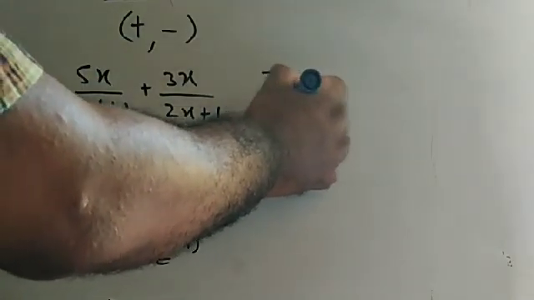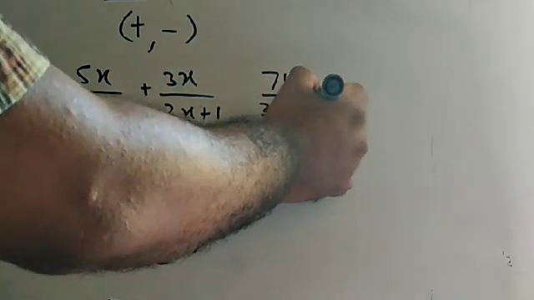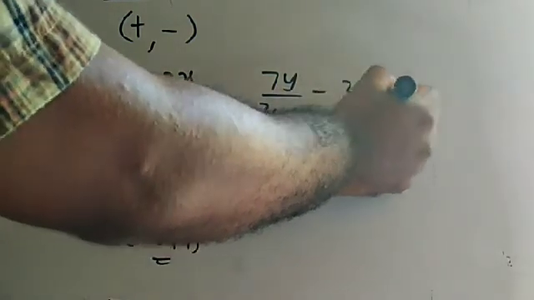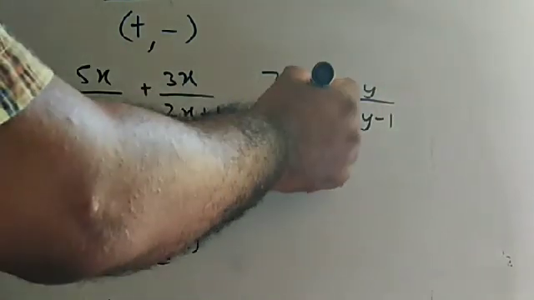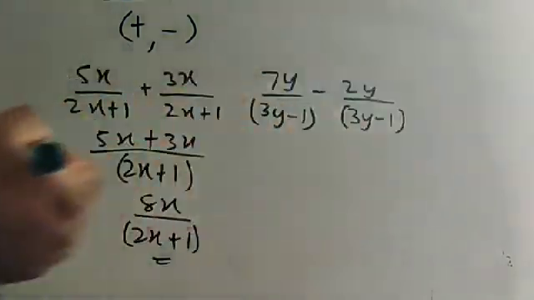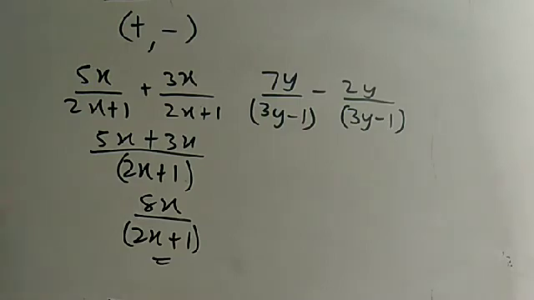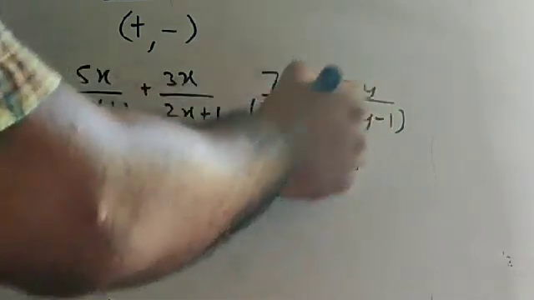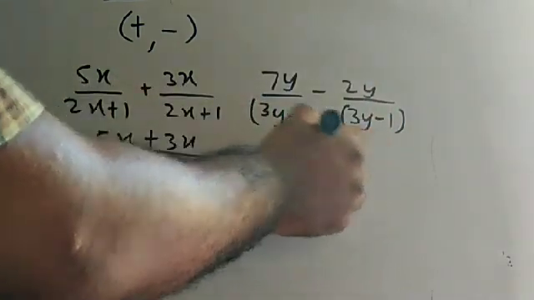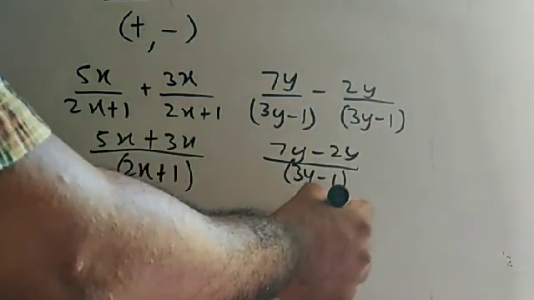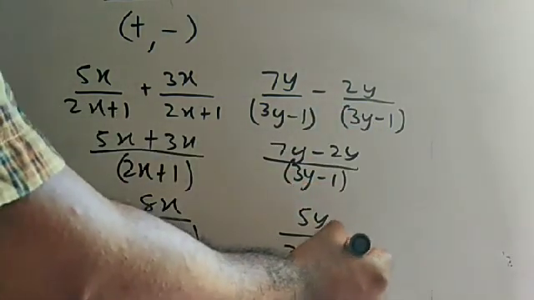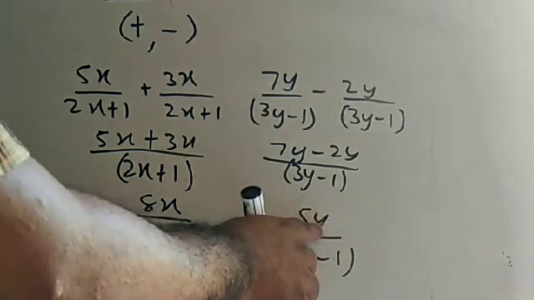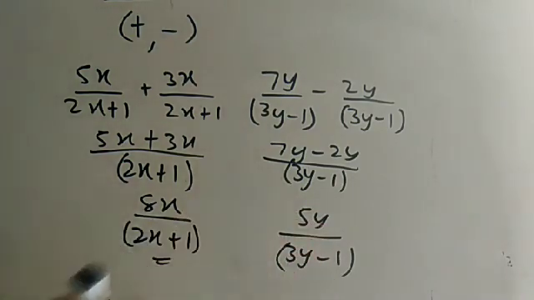This is an algebraic expression. Right, another one. 7y upon 3y minus 1 minus 2y upon 3y minus 1. Now you can see the denominator expression, equal expressions are there. Here 3y minus 1 is common. Then numerators can be subtracted, 7y minus 2y, 7 minus 2, 5y upon 3y minus 1. Remember that you can't cancel y to y because this is an algebraic expression. Right.